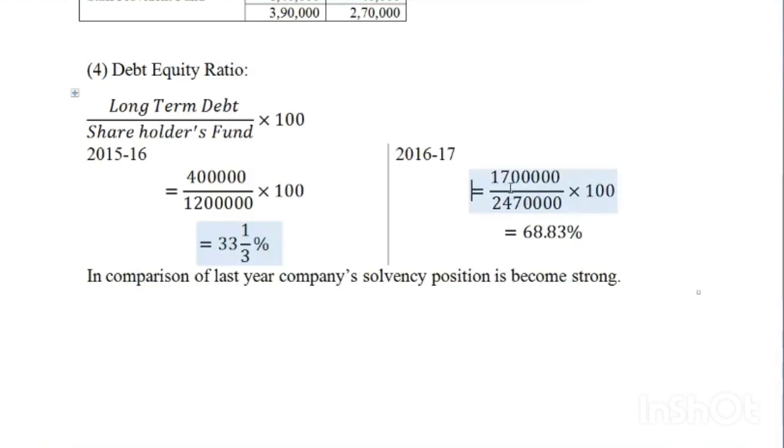Clear? In the same way, for the next year, 17 lakh is your shareholders fund and 5 lakh is your debt. Long term debt is 5 lakh. What is your answer? 29.41.